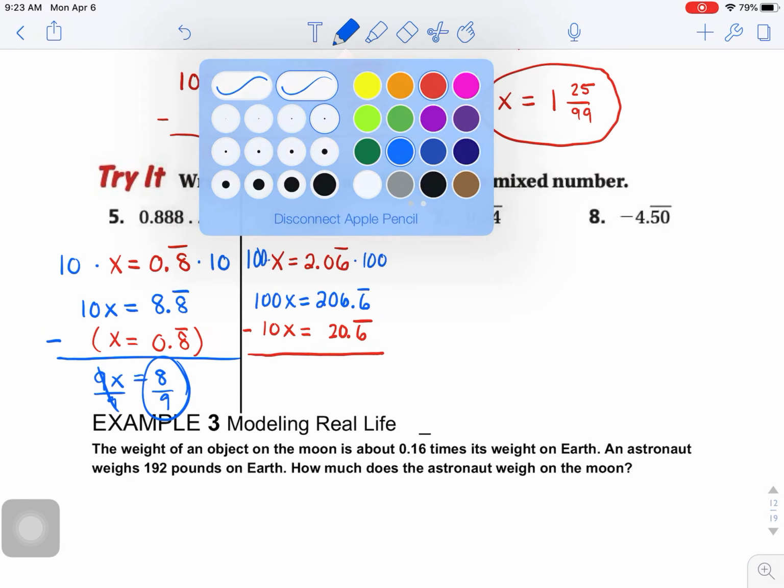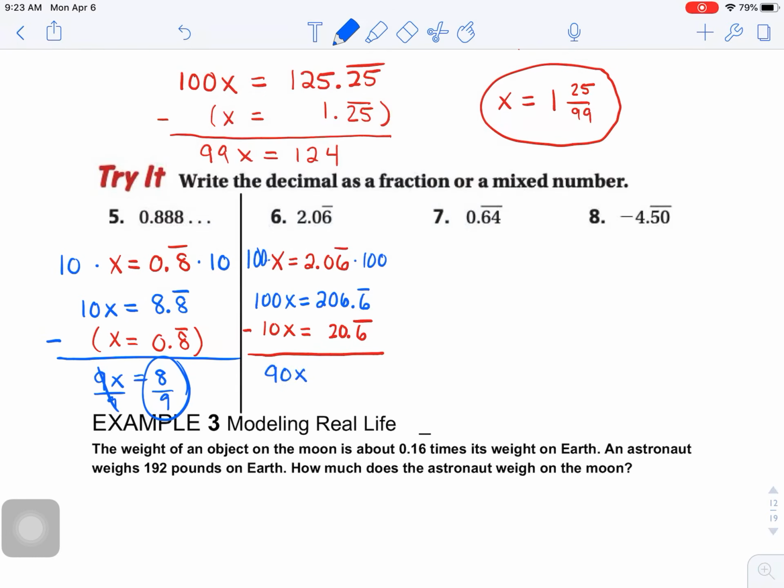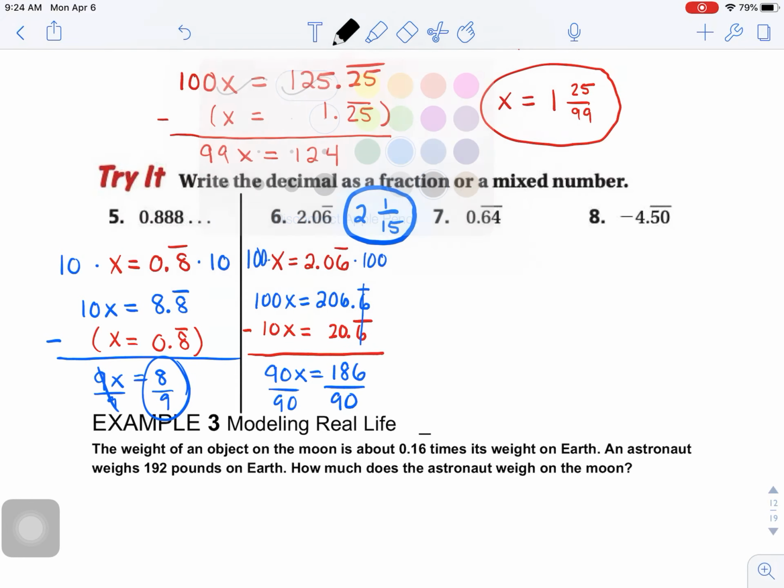So this would give us 90x equals 186, because the decimals cancel. Then I can divide by 90. 90 goes into 180 twice, so that would give me 2 and 6/90ths. I can simplify by dividing by 6, so 2 and 1/15. That makes that one a little bit easier.